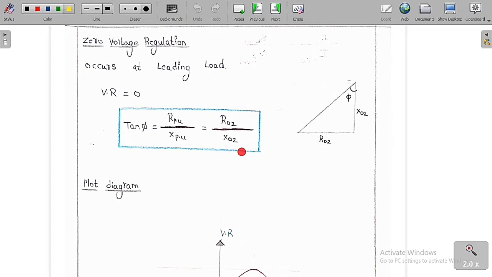So if you want the maximum voltage regulation, the power factor angle is equal to tan inverse of x naught of 2 by r naught of 2 at the lagging power factor. Whereas if you want the zero voltage regulation, then the power factor angle is equal to tan inverse of r naught of 2 by x naught of 2. At this leading power factor angle, you are going to get the zero voltage regulation.